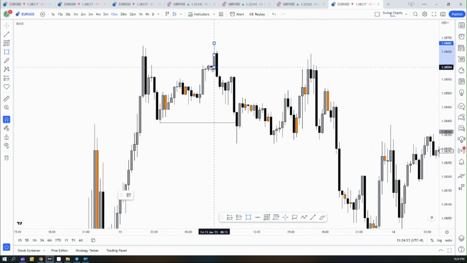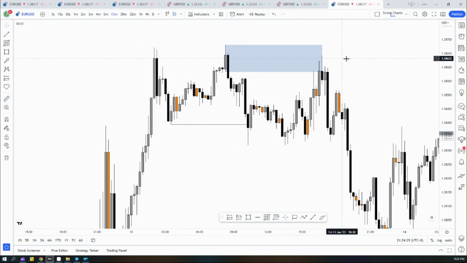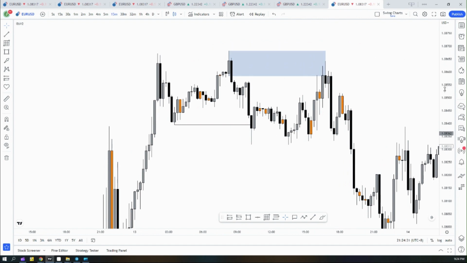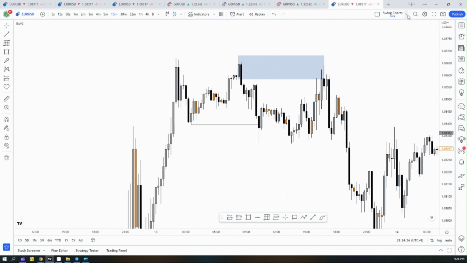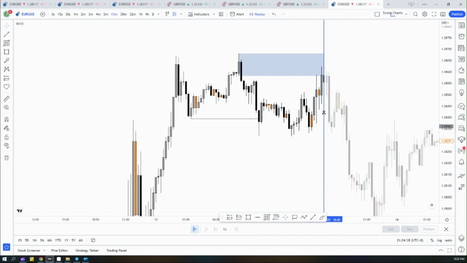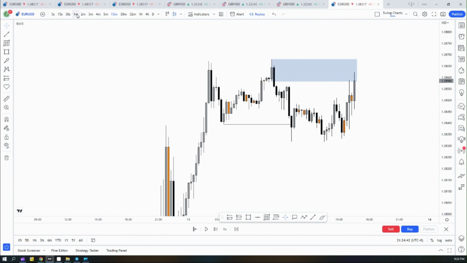Now, how do we refine this down to obviously get those sniper entries? As you can see, this is a fairly large zone, 10 pips. We want to refine that down so we can get those sniper entries. So let us just take price back to here. Perfect. So now let's go down to the lower time frame.